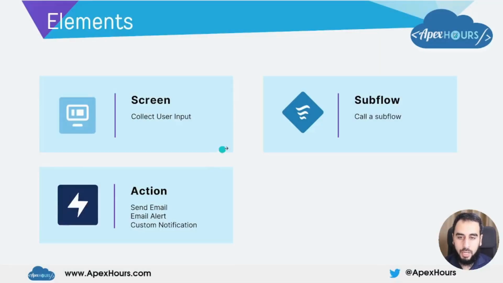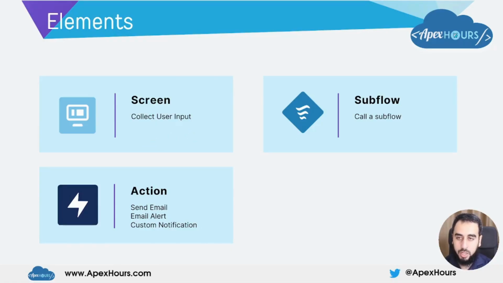Now let's talk about elements. We have a screen, and this is different from a screen flow. A screen is one of the elements in a screen flow, and we use a screen to either collect user input or display data from the system. And on a screen, we get to add some components. I know it's theory right now. We'll talk practically later on.